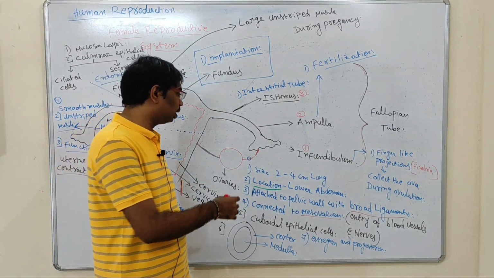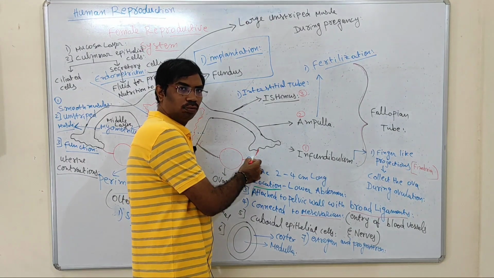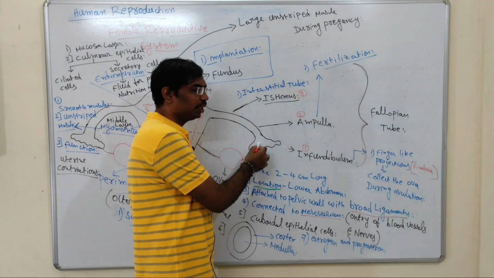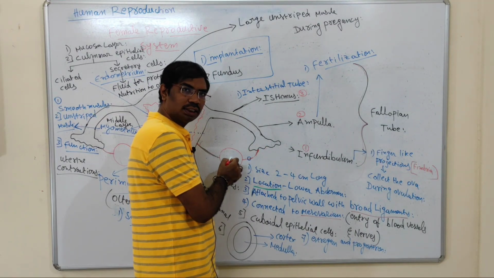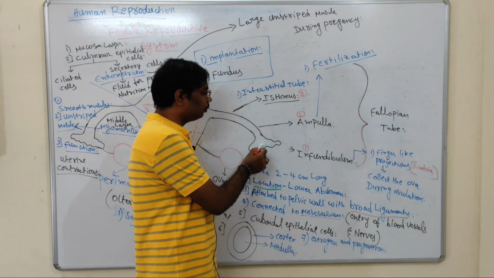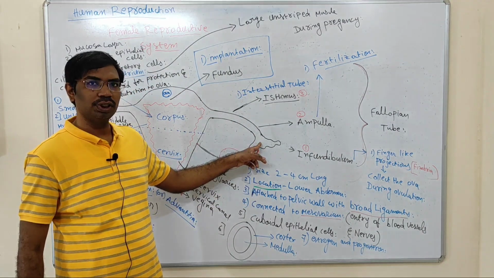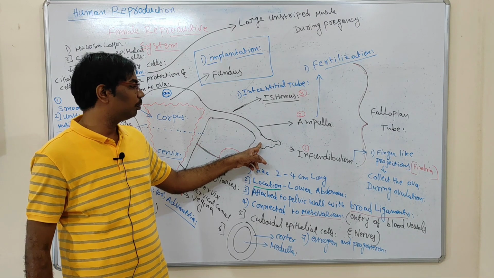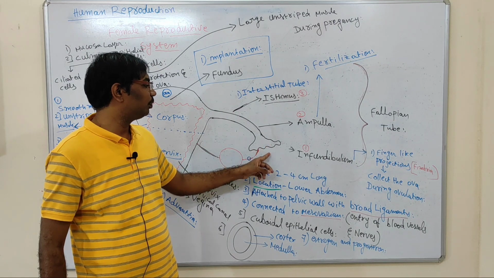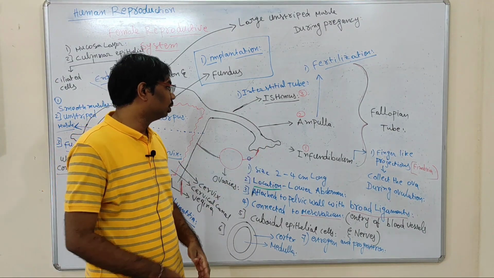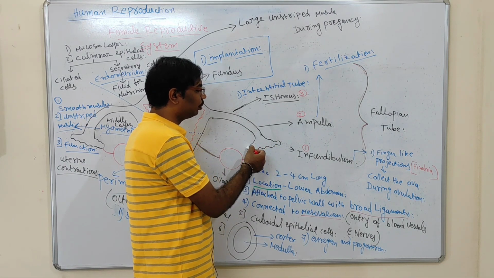When the secondary oocyte is released from the ovary, it is collected by the fimbria. So what is fimbria? Finger-like projections present in the infundibulum. That is called fimbria, and it is responsible for the collection of the secondary oocyte. So after that, this is the infundibulum. The infundibulum contains finger-like projections.